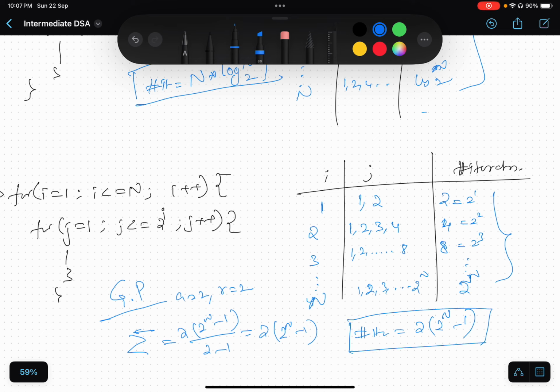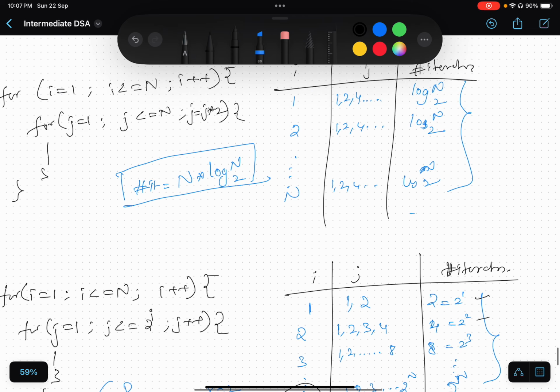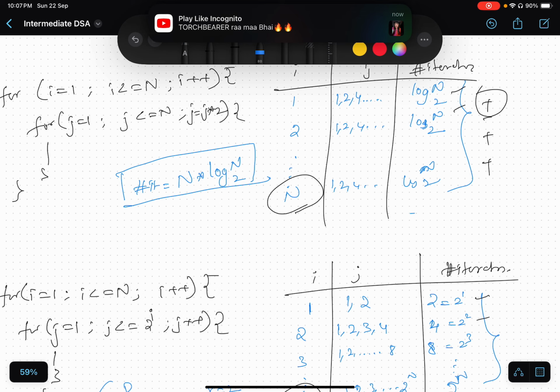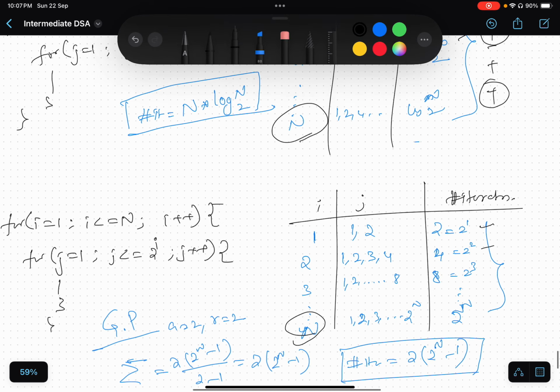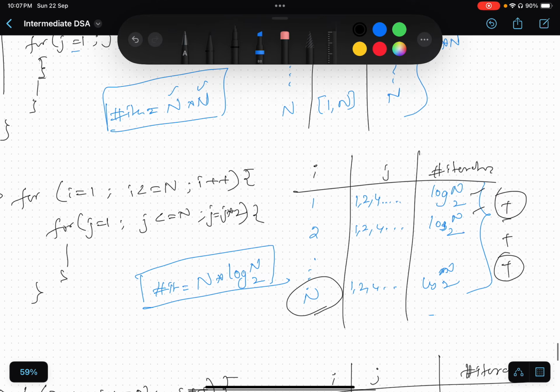You can ask me, why didn't we consider the outer loop n? Actually we did. We deliberately resolved for each i how many times j is iterating. That means we already included i. In the earlier cases, it's all equal, so instead of adding one by one line, I wrote n into multiplication of log n base 2. Yeah, that's it for now.